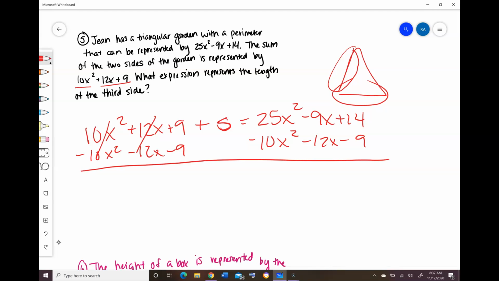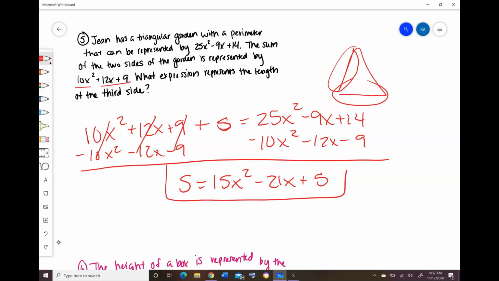Okay? This all cancels, and I'm left with S equals 25 minus 10, which is 15x squared. Negative 9 and negative 12 is negative 21x. 14 minus 9 would be positive 5. And that's your third side length. Okay? All right, last one.